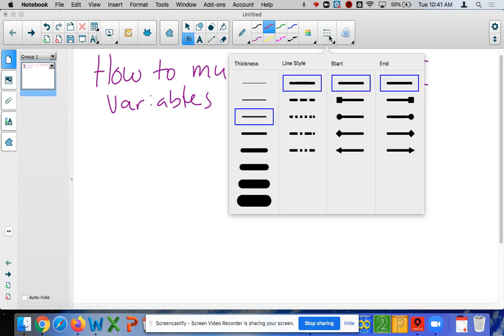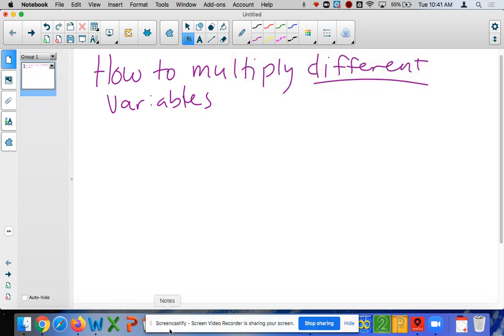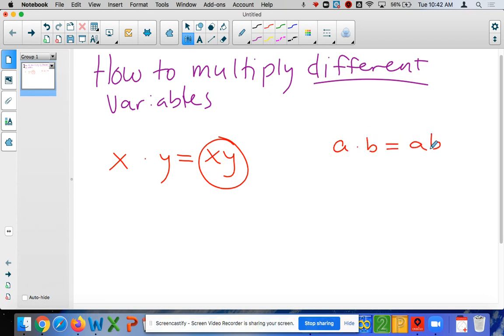So let's say I've got an expression where I want to multiply x times y. This is how easy it is. If I want to multiply x times y, all I have to write is xy. Done. Done deal. And if I want to multiply a times b together, I would just say ab. That's how easy it is to multiply two different variables. Remember, variables represent numbers. We don't know what those numbers are, but we can certainly represent them with a variable.